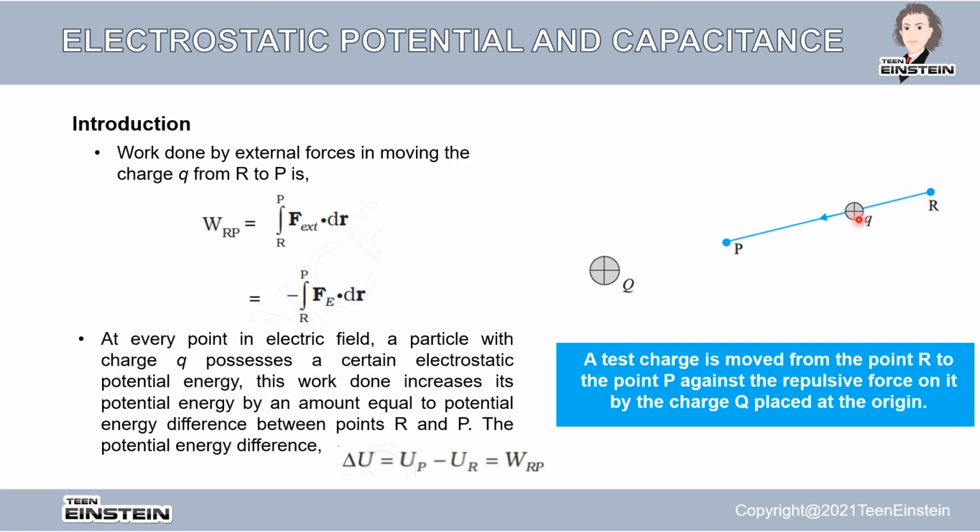So in order to bring this q from R to P, you need to do some extra work, because this is also a positive charge, and this is also a positive charge. So this charge is going to obviously repel this charge. The natural movement of this q is to be away from this charge, but we are bringing it the opposite way, closer to this charge. So in order to bring this charge from R to P, we are opposing this electric field. So to do work opposing the electric field, we need to give a force in the opposite direction.